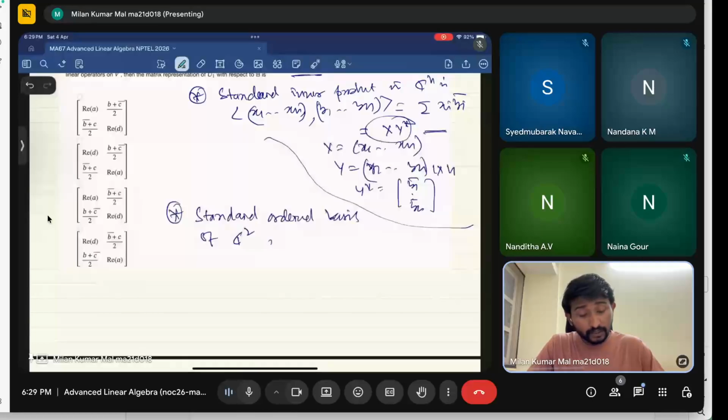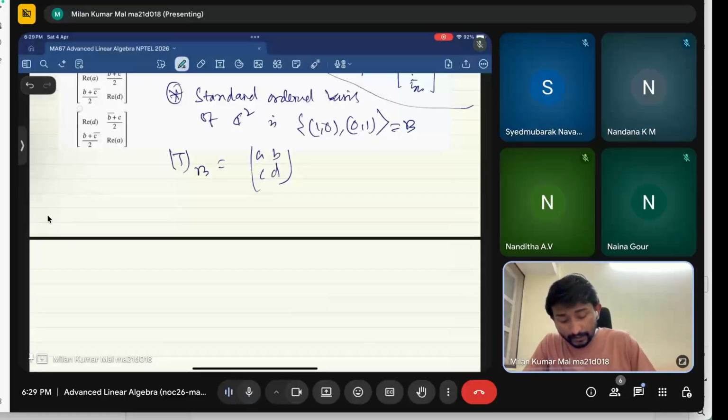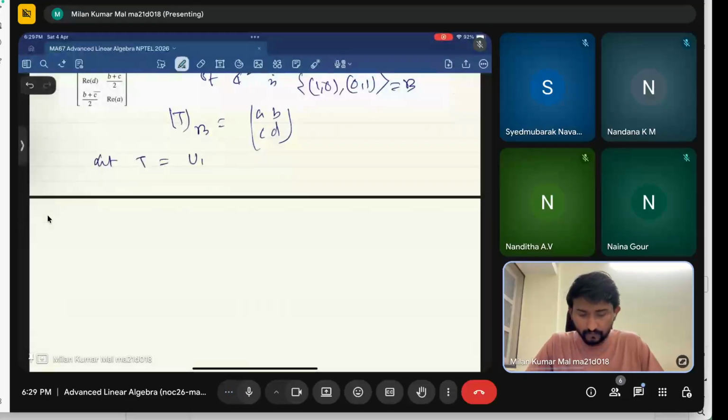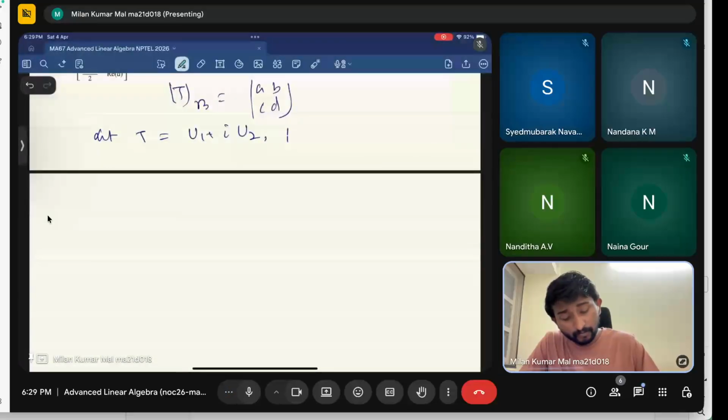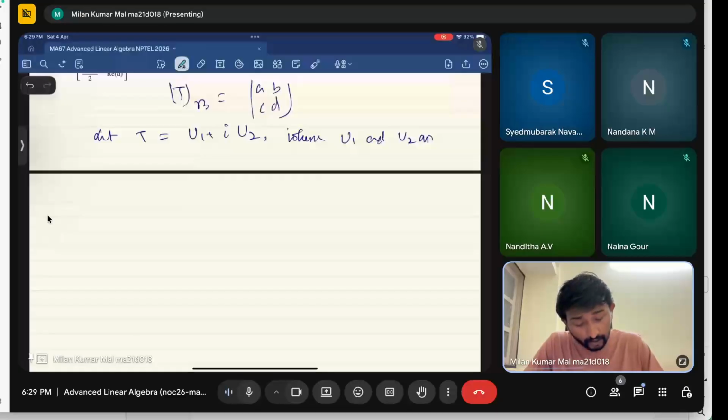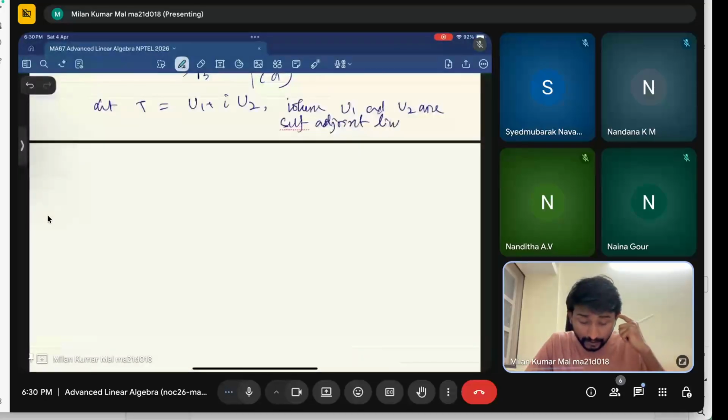If T is equal to U1 plus i U2, where U1 and U2 are self-adjoint operators on V, then what is the matrix of U1 with respect to B? Here the question is: let T equal U1 plus i U2, where i is the square root of minus 1, and U1 and U2 are self-adjoint linear operators on V. Then what is the matrix representation of U1 with respect to B?